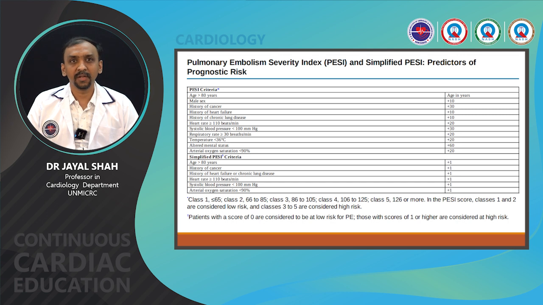This is the Pulmonary Embolism Severity Index, or simplified PESI, which is an important score to risk stratify cases of pulmonary embolism. Broadly, 10 to 12 criteria are there in the PESI, which include age, sex, history of cancer, heart failure, chronic lung disease, heart rate, systolic blood pressure, respiratory rate, temperature, altered mental status, and oxygen saturation. Patients with a score of 0 are considered at low risk of PE, while those with a score of 1 or higher are considered at high risk.